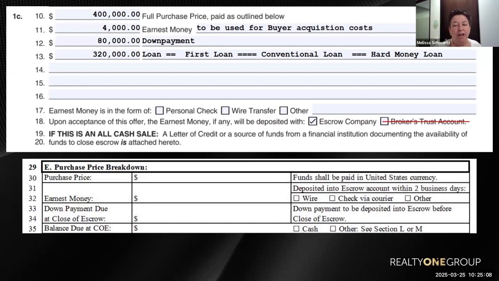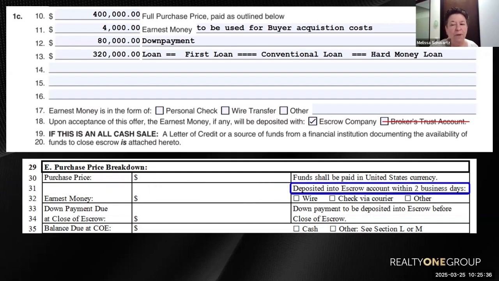All right. Very similar, you will see purchase price, earnest money, down payment due at close of escrow, balance due at close of escrow. Now, they do have the word balance in there, so I don't know if that means that they're subtracting things out. That is more of a mathematical phrase, but it is basically what's left in terms of whether that's cash or a loan, etc.